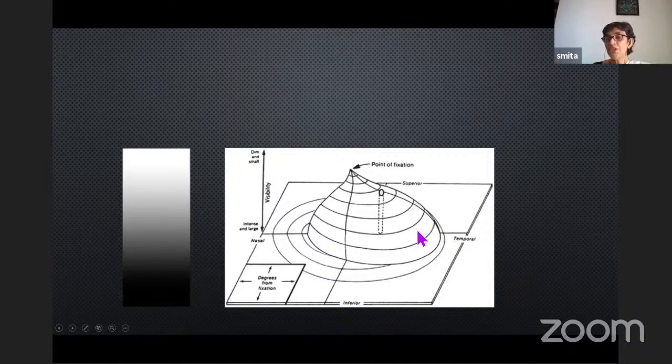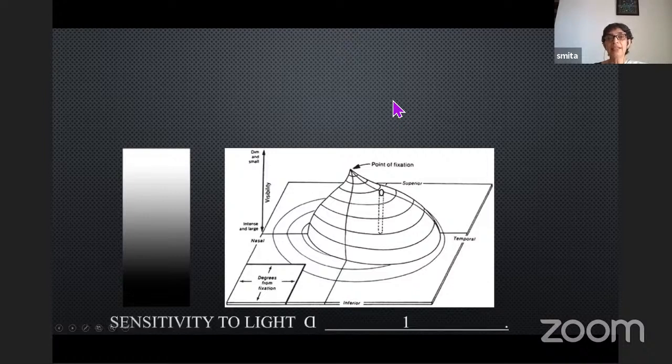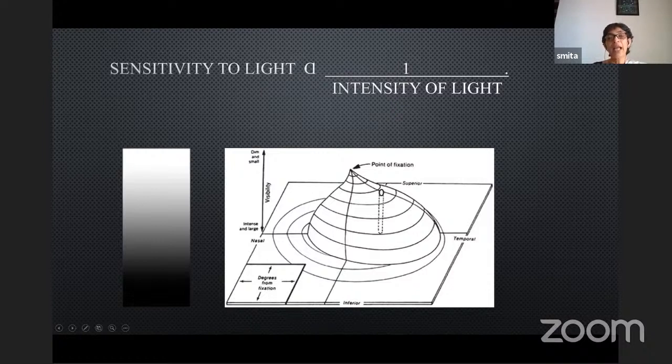So what is this retinal sensitivity? Retinal sensitivity is that minimum light intensity which a person is just able to see when a stimulus of increasing intensity is presented to a patient. And it is better described as the threshold.